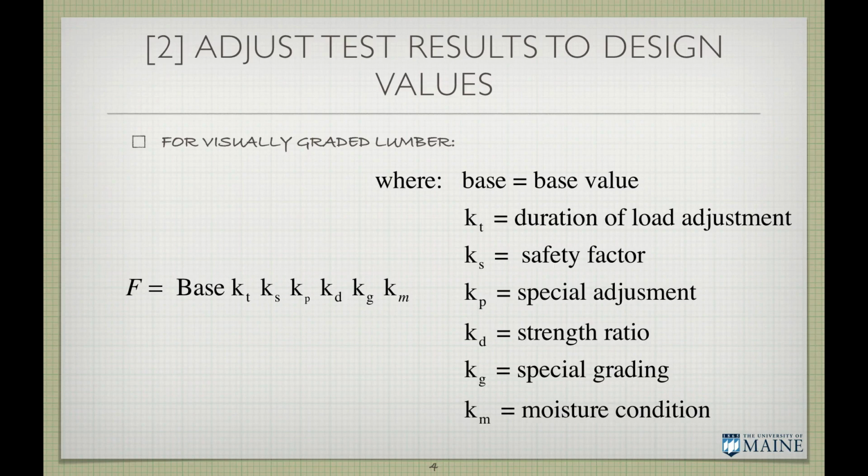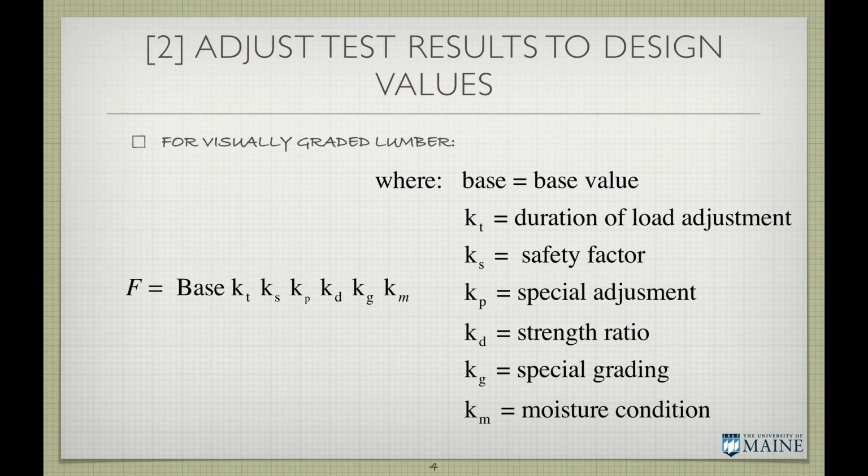Special adjustment, K sub p, is used, for example, and I'll show this later, for the depth effect or the volume effect of a material. We adjust everything to a depth of 12 inches. We'll see that number. There's something called the strength ratio, K sub D. That relates to the grade of the material, knots, slope of grain. So the base value is going to be, in essence, a clear wood value.